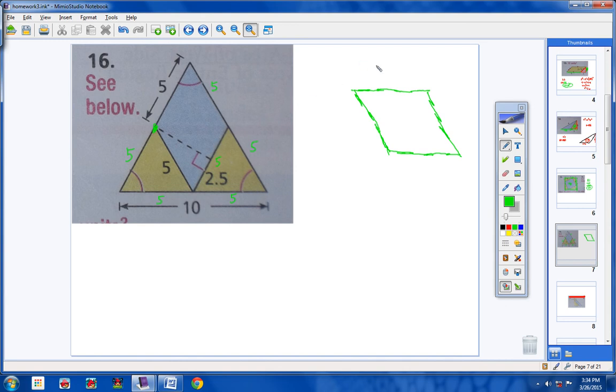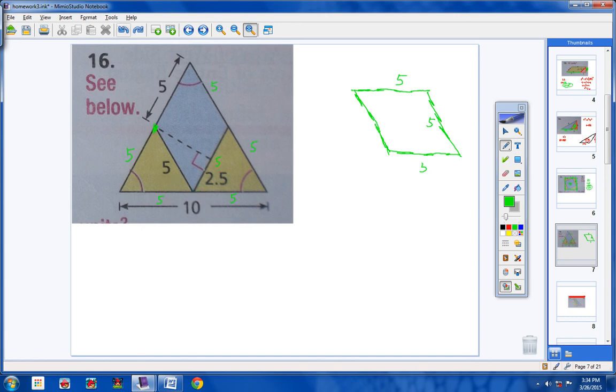Okay, so what I have is a parallelogram with a length of 5 and also a length of 5 here and a length of 5 here. So I've got my base is 5. The only thing I'm missing is the height, or this right here. Well, students, I've got a right triangle right here. Look, guys, I've got a right triangle, and they're telling you this length right here is 2.5 from here to here, and you know the hypotenuse is 5.